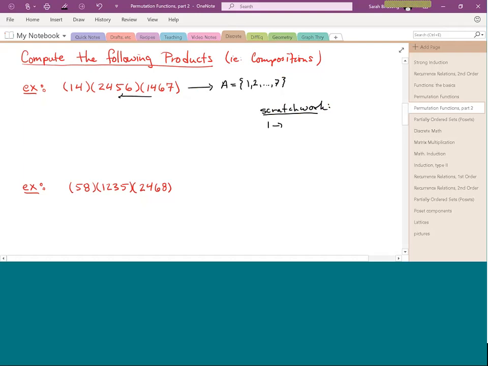And what we're going to do is track where that 1 goes through each one of these permutations, or each one of these cycles. So 1 gets mapped to 4 in that rightmost permutation, or that rightmost cycle. Now, 4 gets mapped to 5 in the middle permutation, and there is no 5 in the last cycle right there, so 5 stays 5. Which means in this final answer of the full composition, 1 gets mapped to 5.